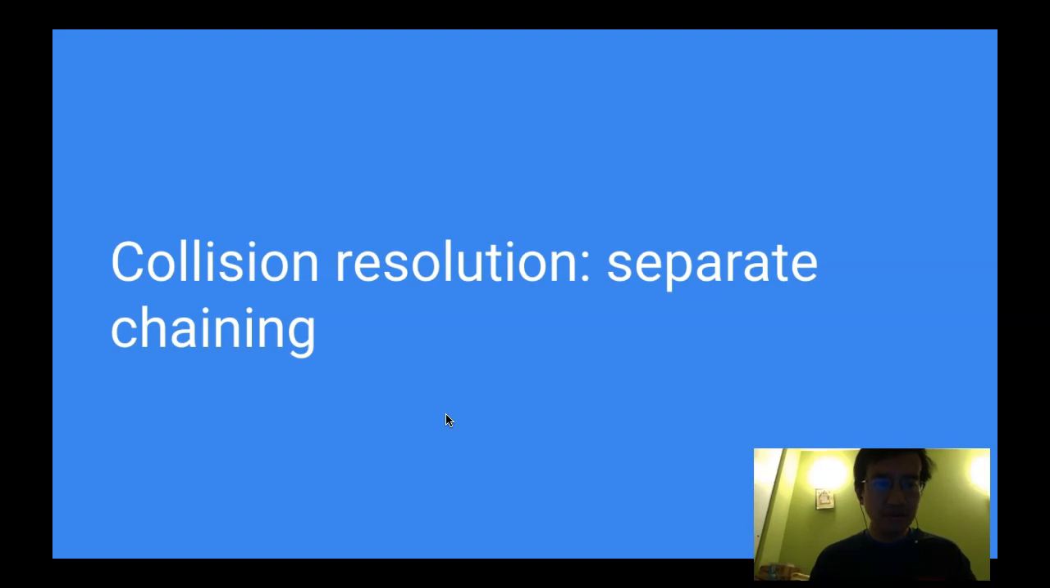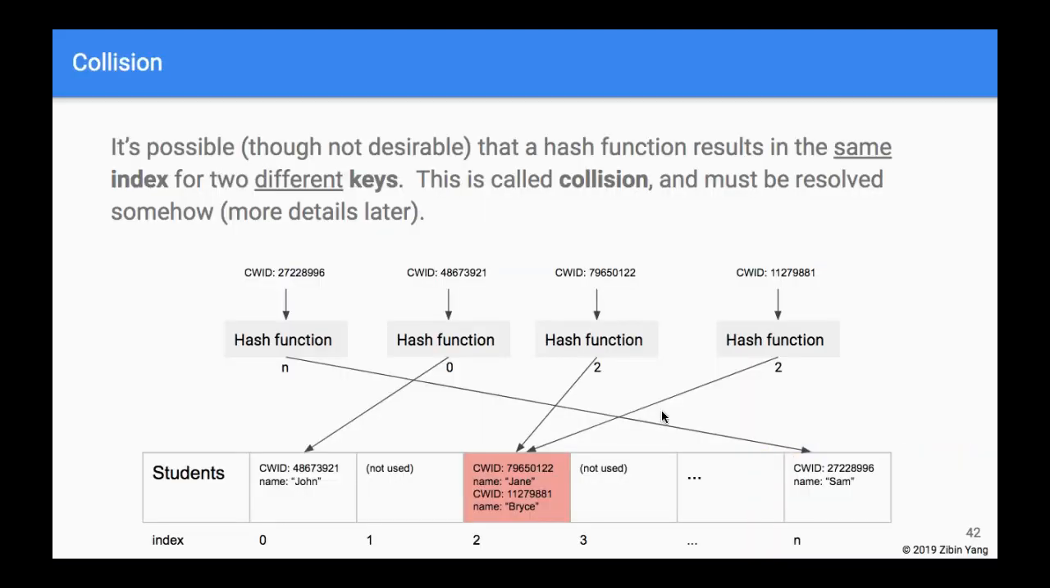So we'll talk about collision resolution for hash tables. The first idea is called separate chaining. If you remember this slide that we saw previously, we can end up having collisions, which means two or more items can end up in the same bucket.